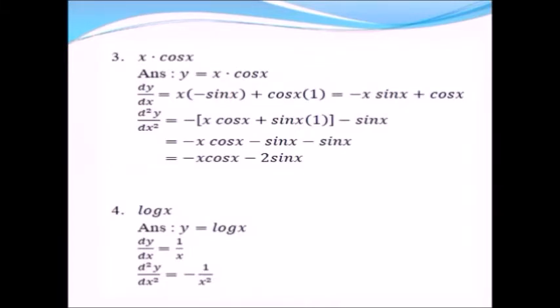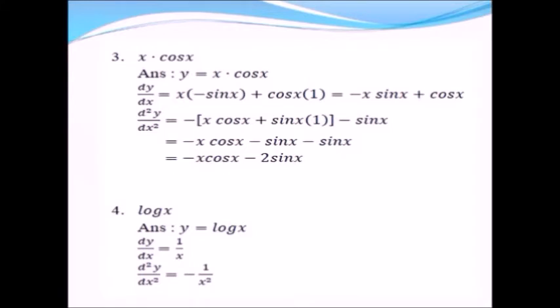Third question, x into cos x. The given function is explicit function, so start with y is equal to x into cos x, and the given function is product of two functions. First function is x and the second function is cos x. So apply product rule to find out the derivative. Now differentiation of y is dy by dx, that is equal to first function as it is, that is x, differentiation of cos x is minus sin x, plus second function as it is, that is cos x, differentiation of x is 1. Simplify, you will get minus x sin x plus cos x.